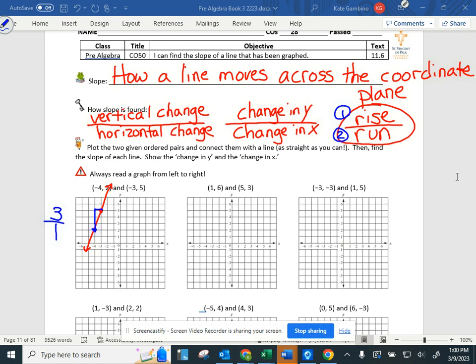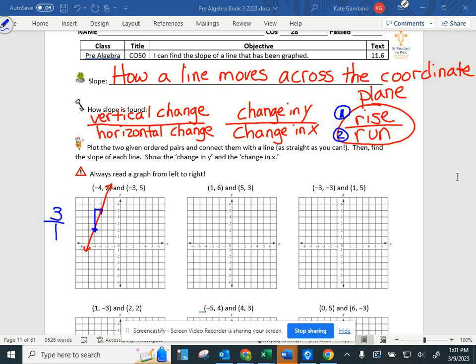Here are the tricky parts that you need to be mindful of. Always do the rise first. Always do the rise first. I have some people who do the run first, and then they go up or they go down. Always do your rise first. So you remember, the rise goes on top. The rise is your first number. Rise goes up or down.